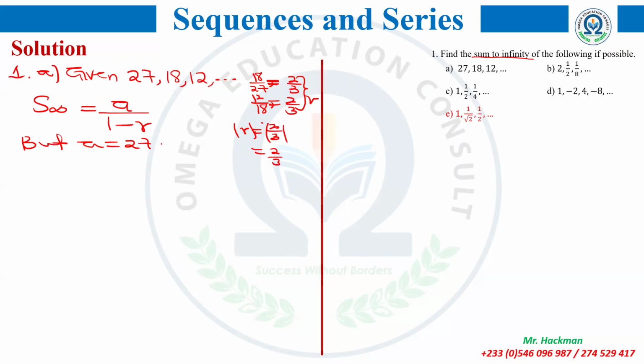And we need our R too, and R will be equal to, remember, 2 over 3. This is your rough work, you shouldn't interfere, so you pack it up. Once you know your A and you know your R, you know your sum to infinity. Therefore my sum to infinity will be equal to A, which is 27, over 1 minus my R, which is 2 over 3.